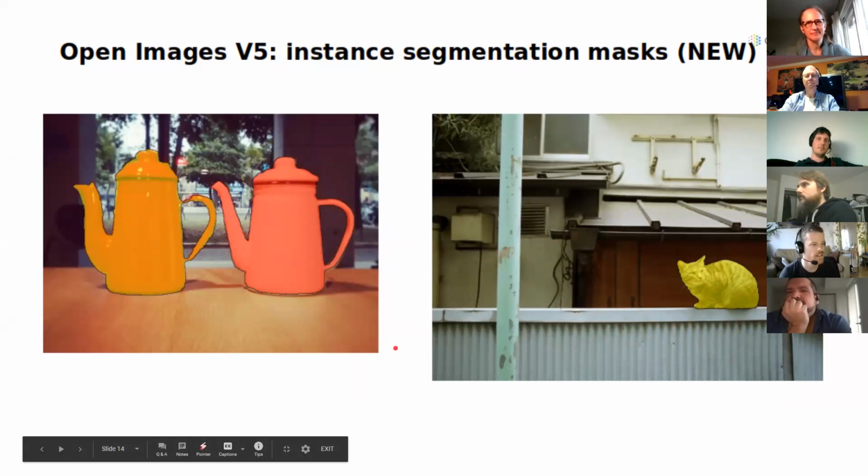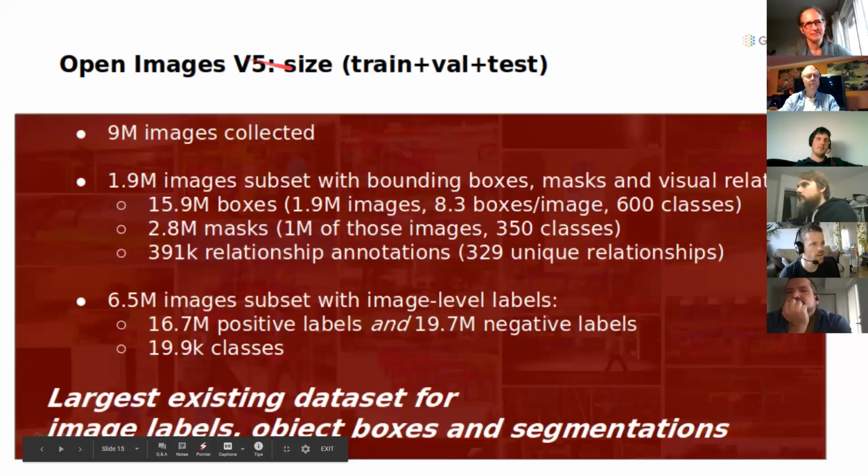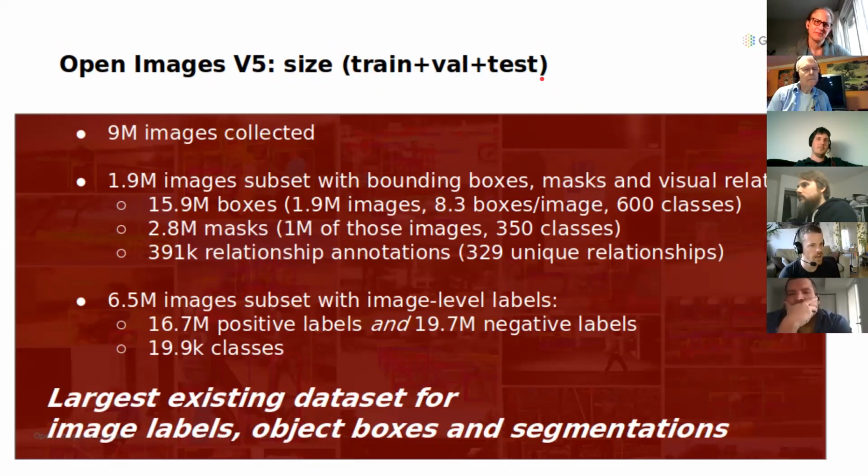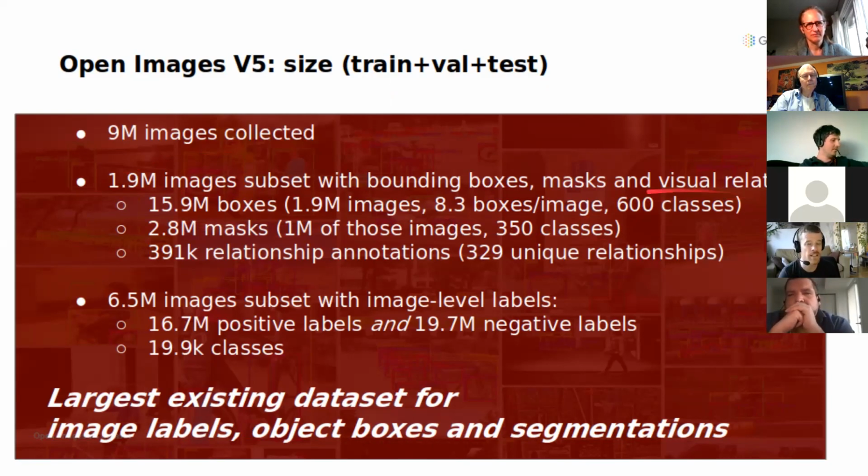Okay. Finally, on the size, if you put it all together, there are 9 million images. What's interesting here is there are about 2.8 million masks. We just saw three on the last slide, two teapots and one cat. So there are 2.8 million of those. They're on about 1 million images, so there's a 3-to-1 ratio on average. And they have 350 classes of mask, whereas generally speaking, there are 600 classes in the data set.